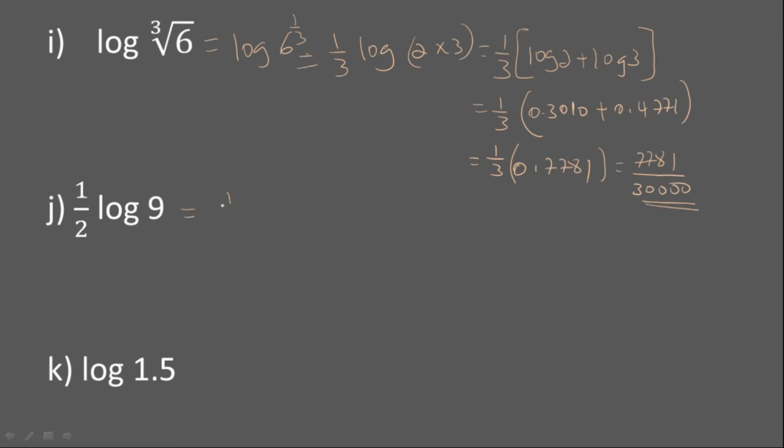This can be written as 1/2 times log 3 squared. Multiply the 2 into this value, so it becomes 1/2 times 2 times log 3. This becomes 1 times log 3, which is 0.4771, just simply. Or as a fraction, we can write 4771 over 10,000.